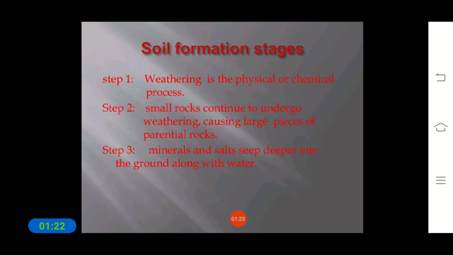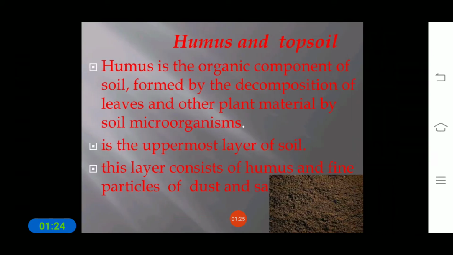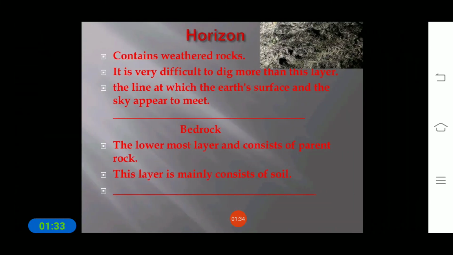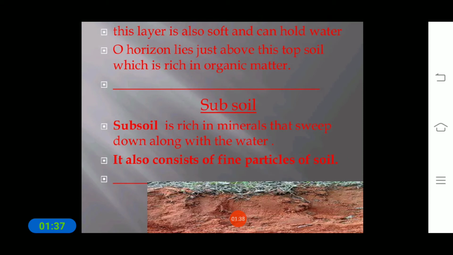And also humus, the different layers of soil. That is humus, topsoil, the horizon and bedrock. And the last one is subsoil. So these are the different layers of the soil.